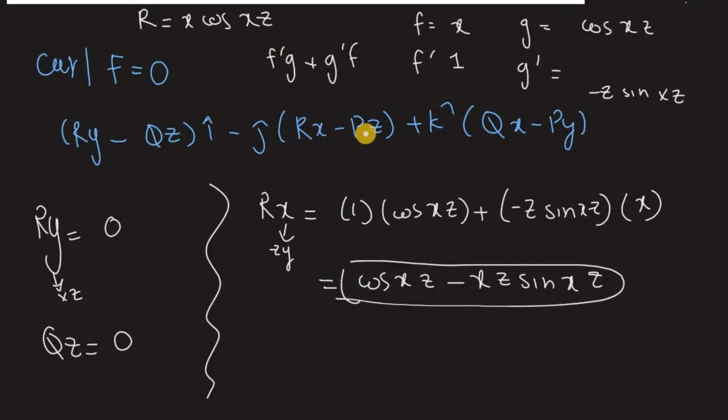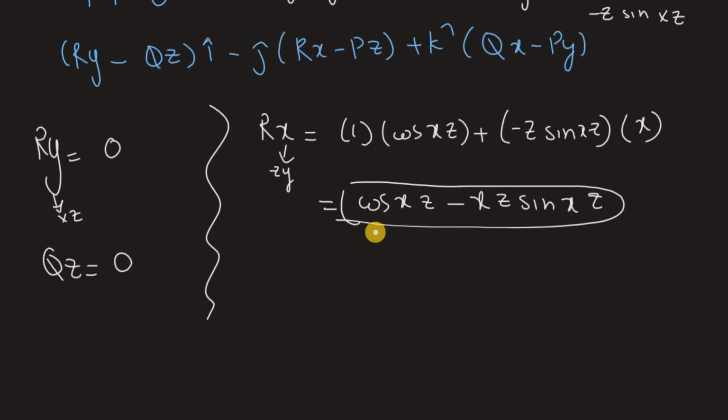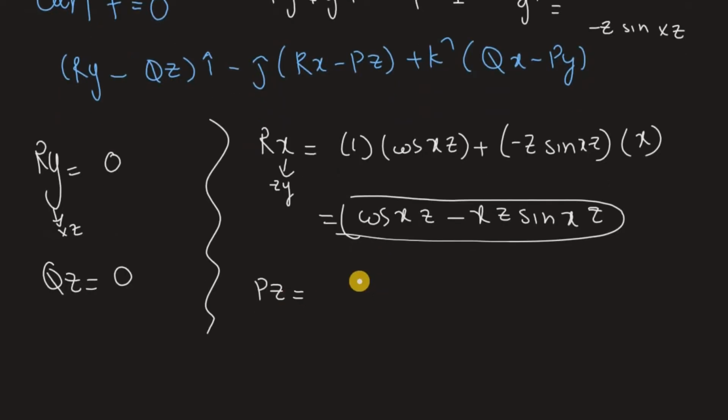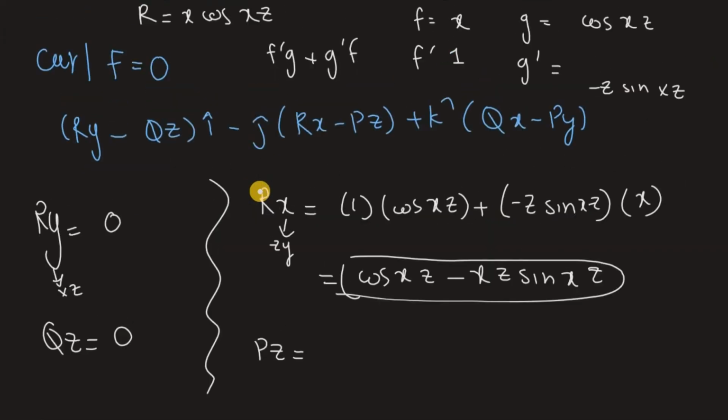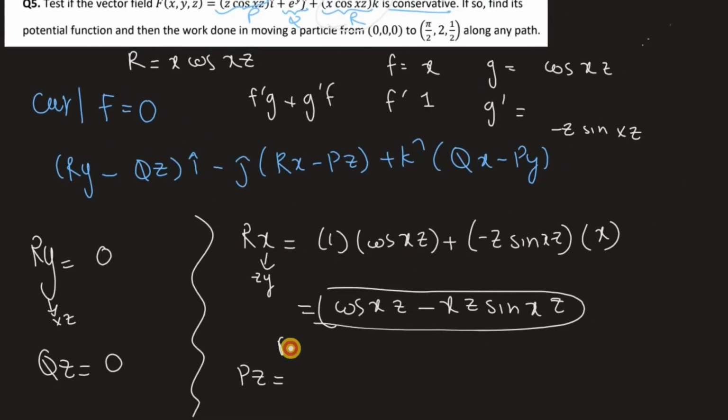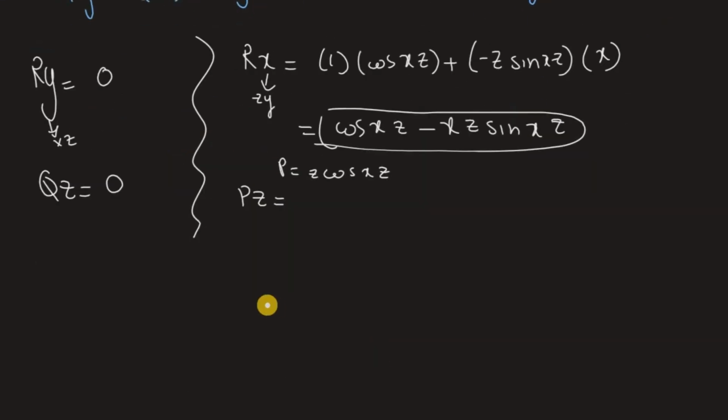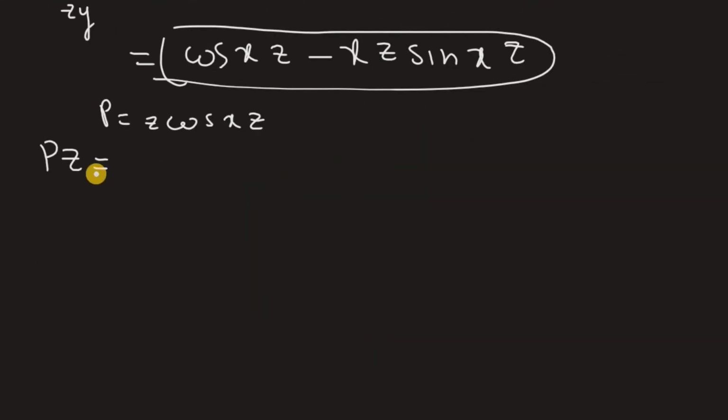Okay, so here, which means p of z should give you the exact same thing, otherwise you have done something wrong. Okay, in order to make it conservative, of course. Okay, so p z, so this is p and you're differentiating with respect to z. Okay, let me write p over here so it's easier for us to see. z cosine of xz. So we're differentiating with respect to z, which means x and y are constants over here.